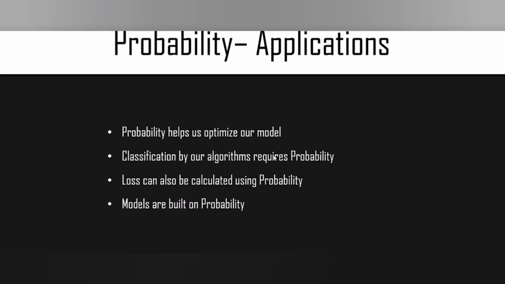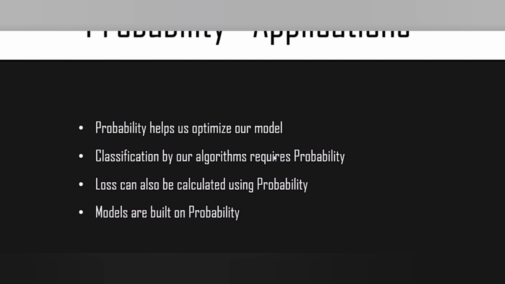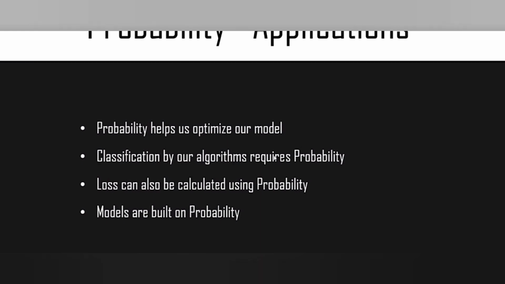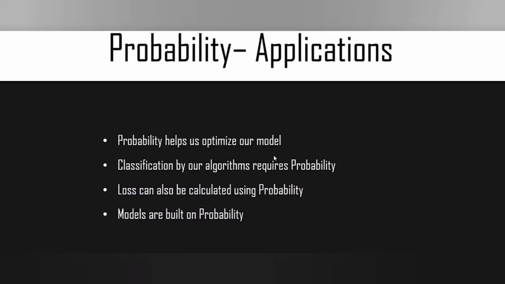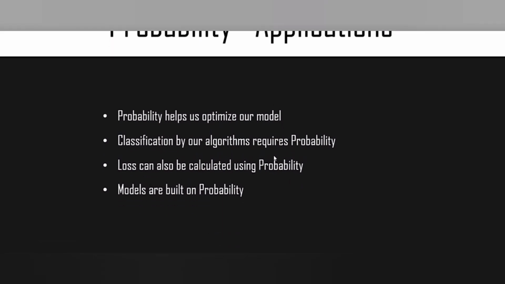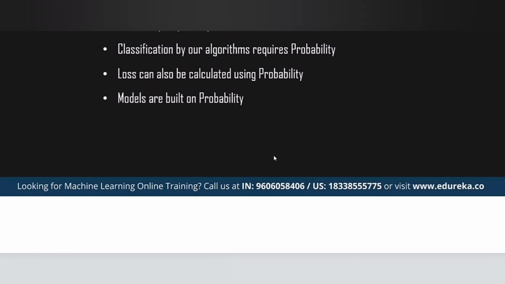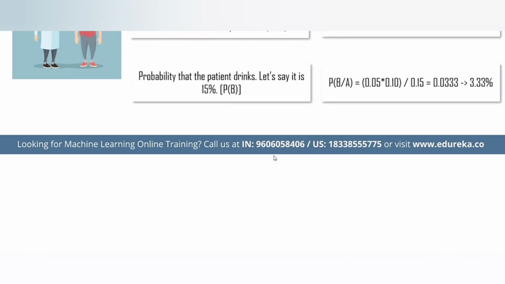And the next thing is where this probability is used. This probability is used in optimizing our model, for prediction. For prediction and classification by the algorithm, probability loss can also be calculated, so what is the loss and what is the profit. Models are built on probability. Probability is very important in Bayes theorem and all, and some operations on probability, like the number of events, sample events, joint.